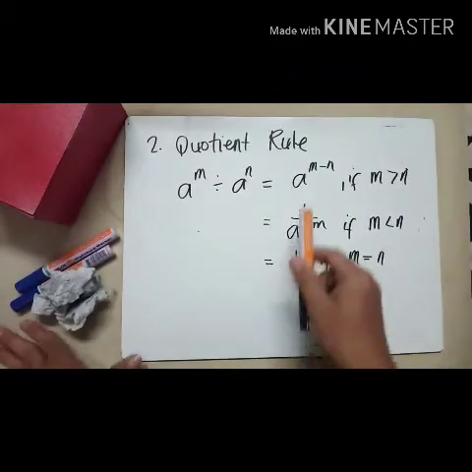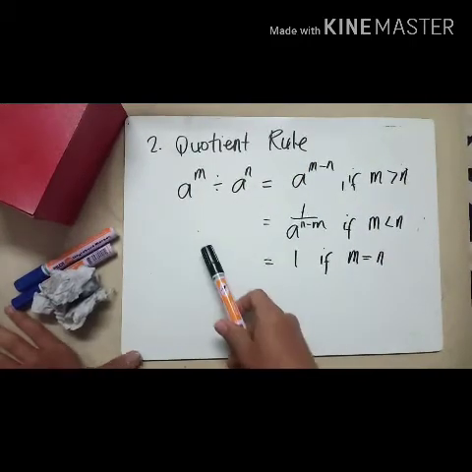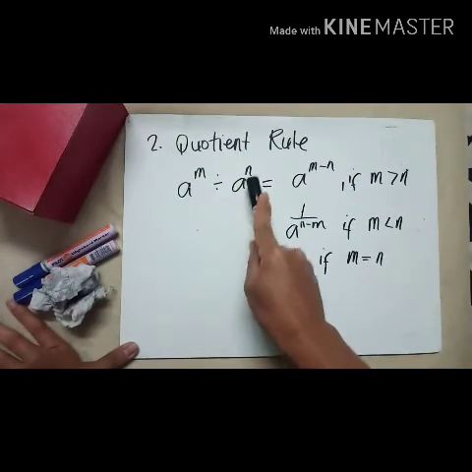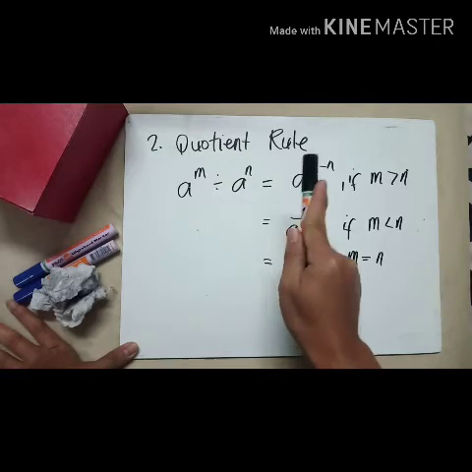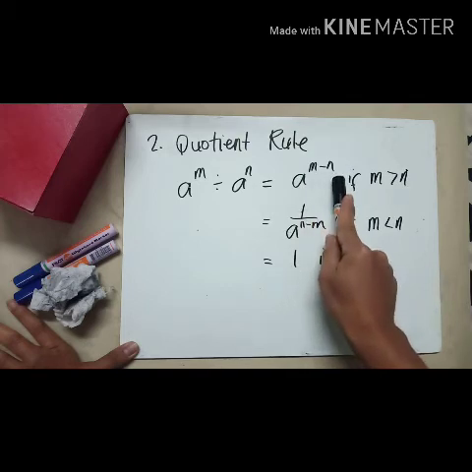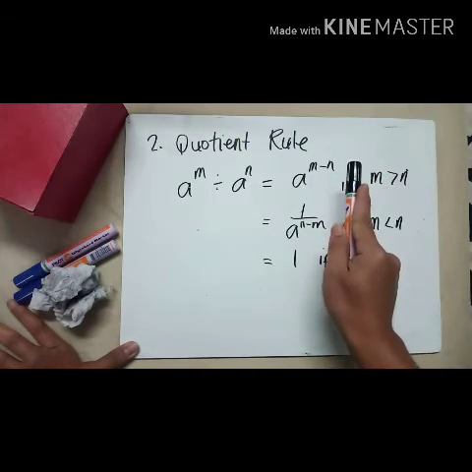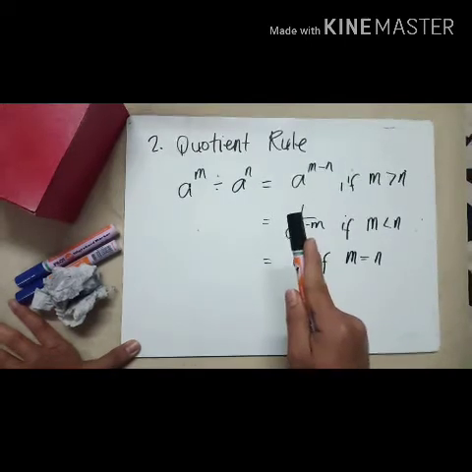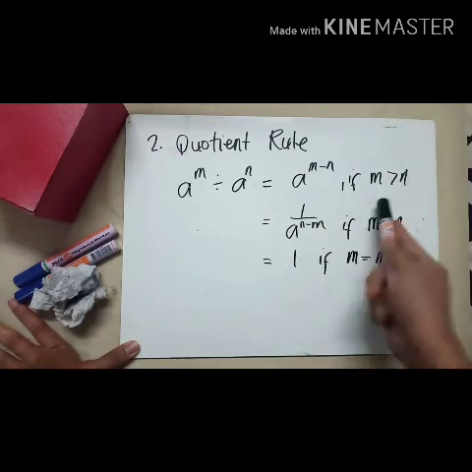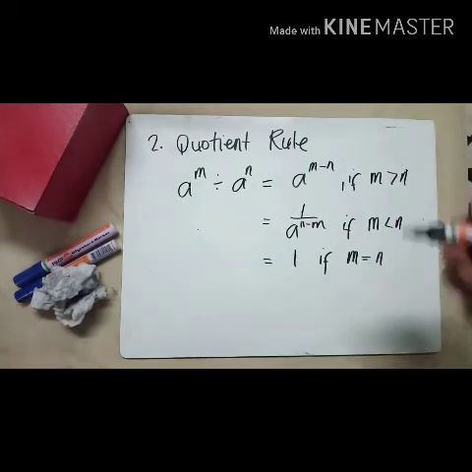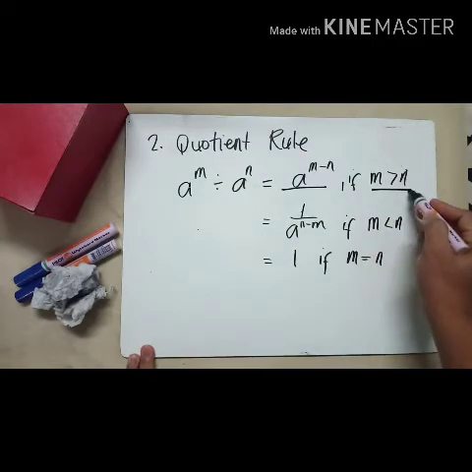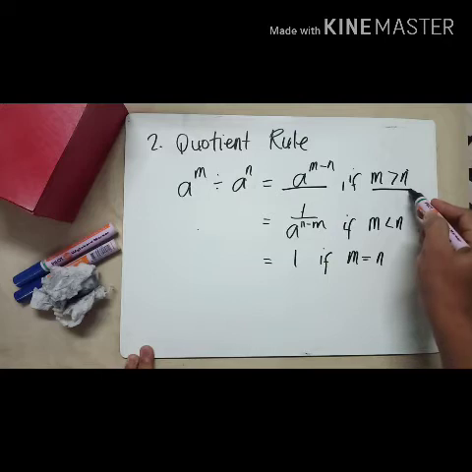And for the quotient rule, a raised to the power of m divided by a raised to the power of n will become a raised to the power of m minus n. So you're going to subtract the exponents. In the product rule, you're going to add, but in the quotient rule, you're going to subtract. But this is the result if m is greater than n.